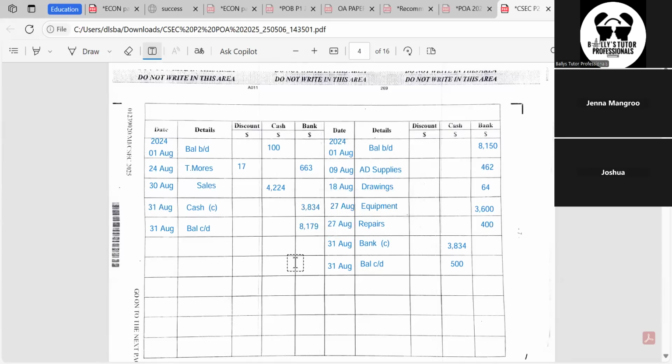After that, I'm going to put in all my totals, including my discount total. You don't do any balance carried down and brought down for discount, right? Because it's two different discounts. Yes, sir. The debit side is discount allowed. The credit side is discount received. It's two different accounts, so there's no balance carried down and brought down.